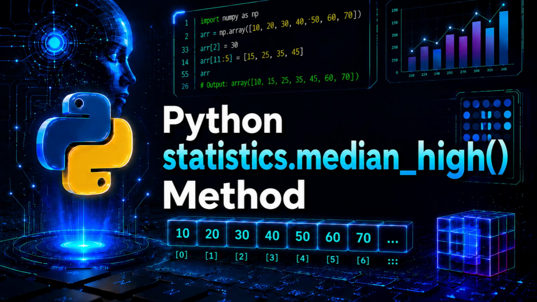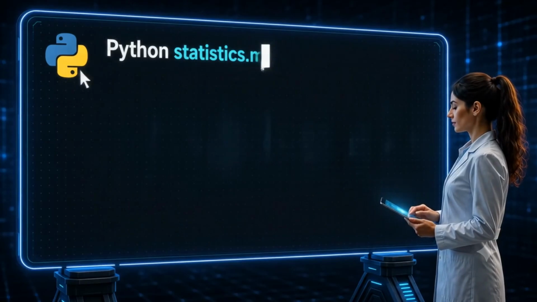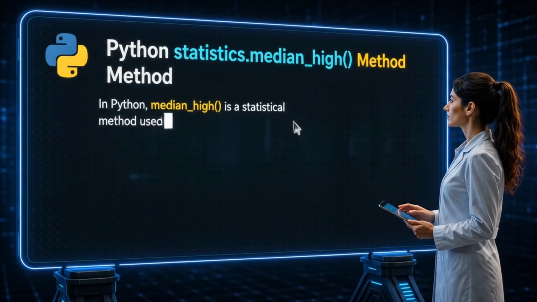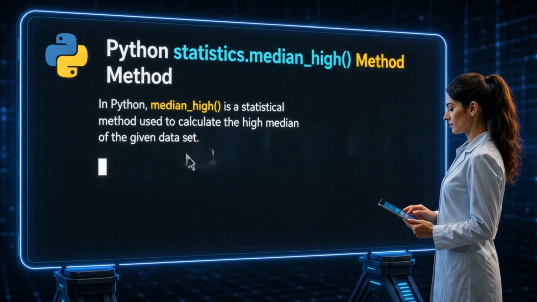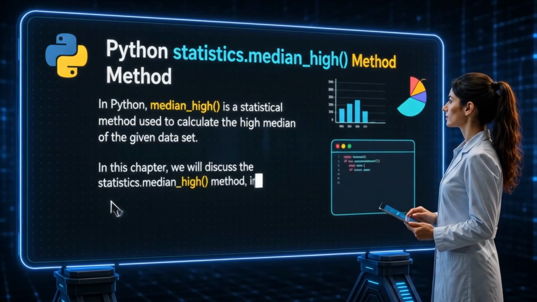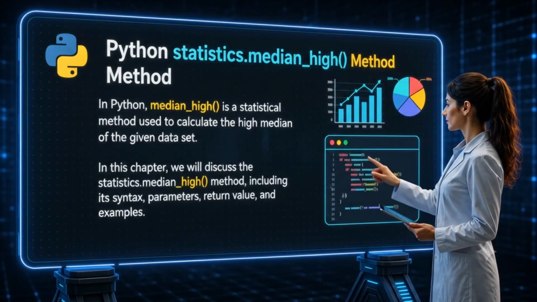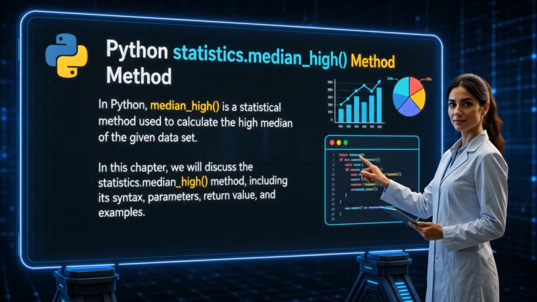Let's create something amazing. Python statistics.median_high method. In Python, median_high is a statistical method used to calculate the high median of the given data set. In this video, we will discuss the statistics.median_high method, including its syntax, parameters, return value, and examples.